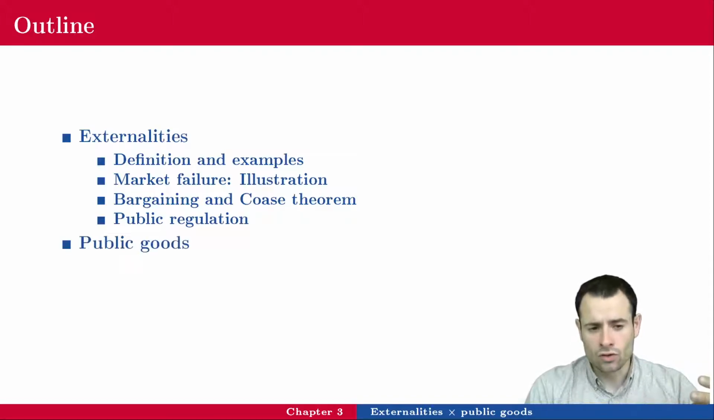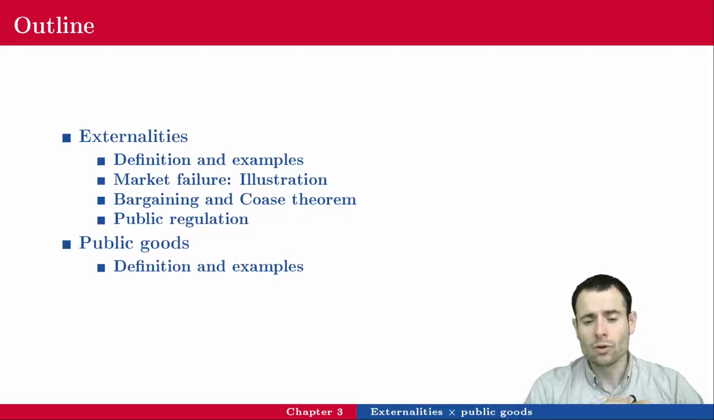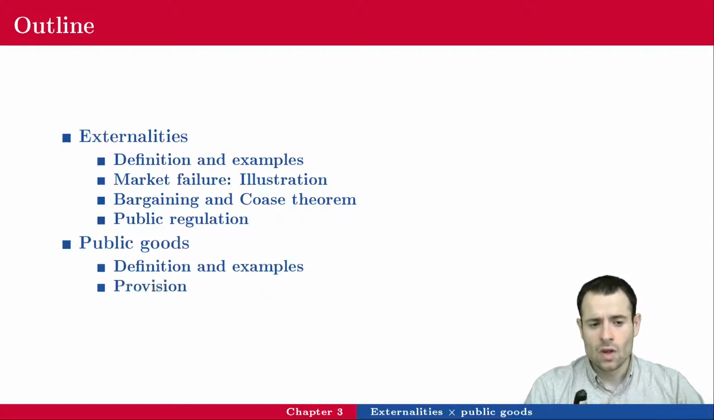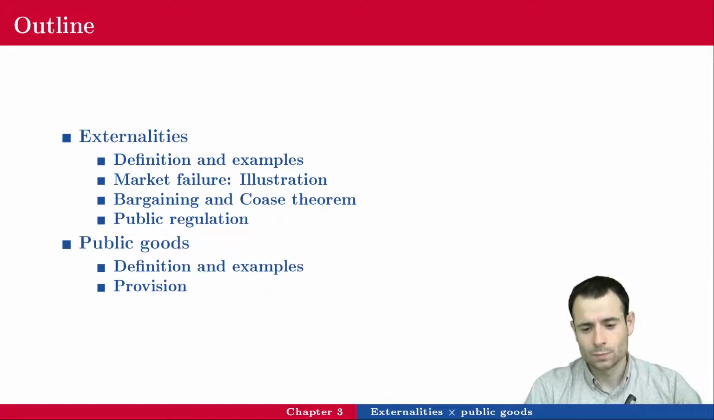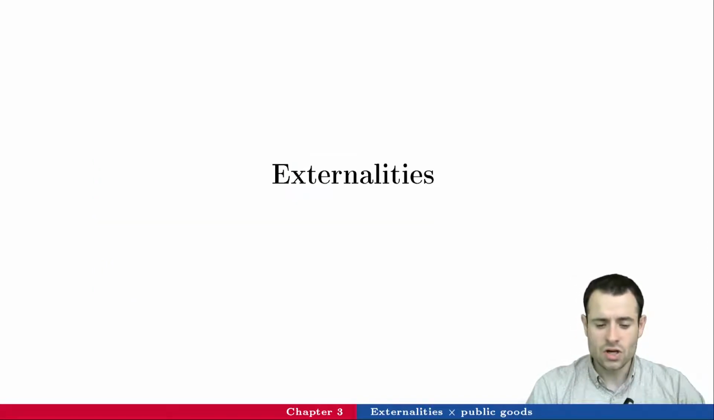Then I will move on to public goods, a specific type of goods where the market equilibrium will fail to be Pareto efficient. I will go through the definition and a couple of examples. And in particular, I will talk about how to provide a public good efficiently. So let's jump to externalities.